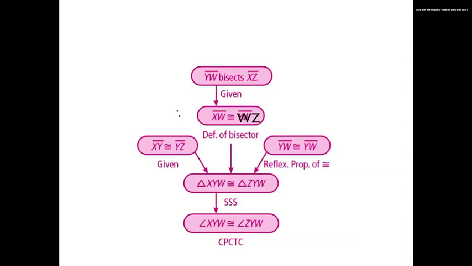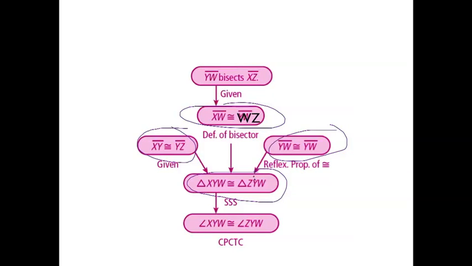So here we are with those three statements that we were talking about. And they are all going to lead us to the statement that triangle XYW is congruent to triangle ZYW. So all of them have an arrow going to that statement. And that's going to be by the side, side, side congruence.